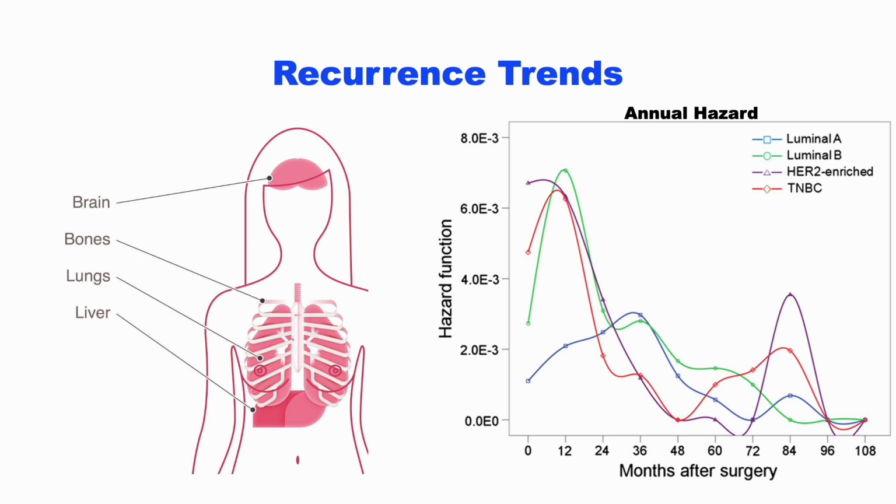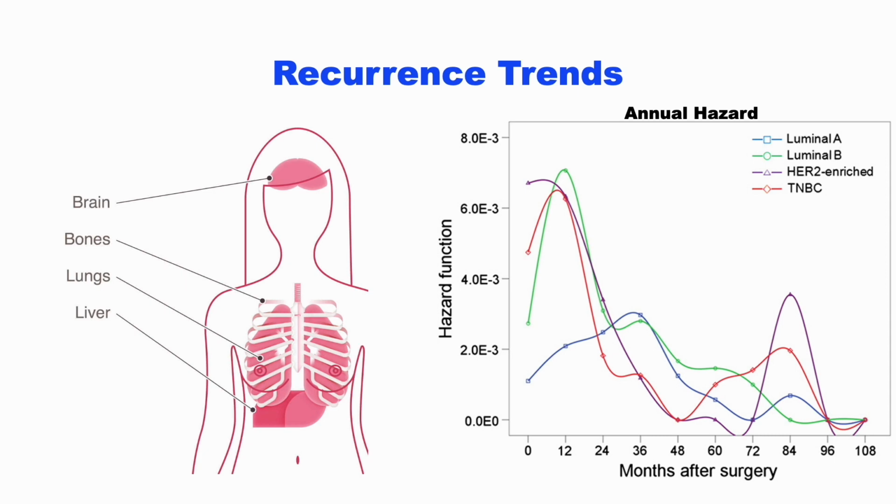The slide to the right shows the annual hazard of breast cancer recurrence for the four basic types of breast cancer. For the more aggressive, faster growing subtypes like HER2 positive breast cancer and triple negative breast cancers, these are represented by the red and purple curves. The annual hazard of recurrence is highest in the first 2 years after diagnosis and drops after that, although both may have a late peak at 6 to 8 years.